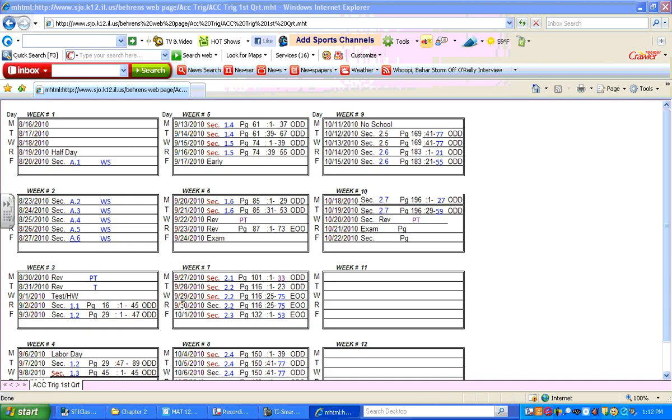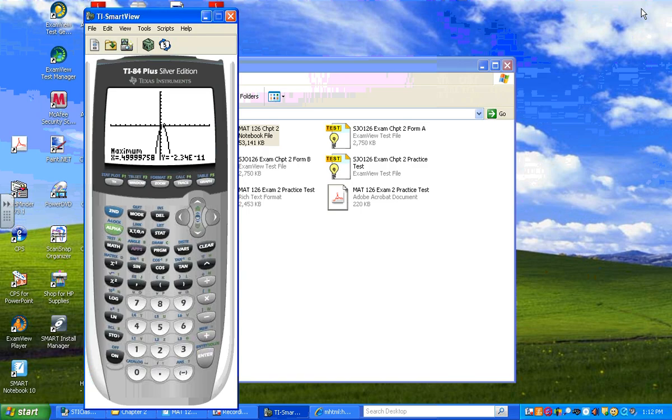Page 1. I like this thing. I'm going to start using it more. See, page 183. Okay? Thank you. That's the only way I can stay organized. That was fun.